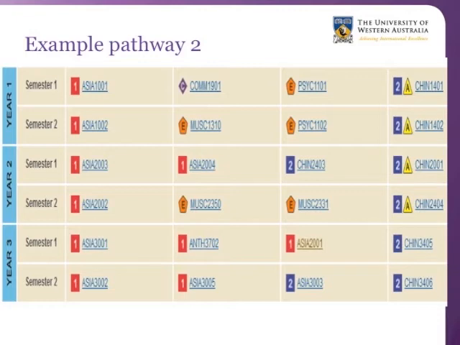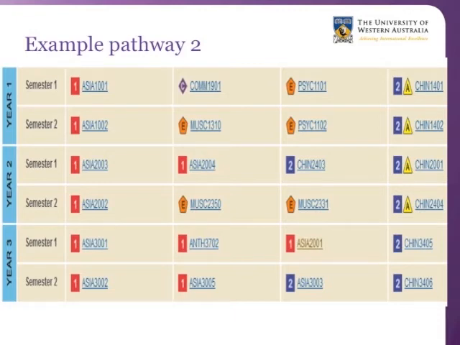They completed a Level 1 Psychology unit, and they completed a Level 1 Chinese unit, which is also a Category A broadening unit. They completed in their second semester another Level 1 Asian Studies unit, a Level 1 Music unit, another Level 1 Psychology unit, and another Level 1 Chinese unit.